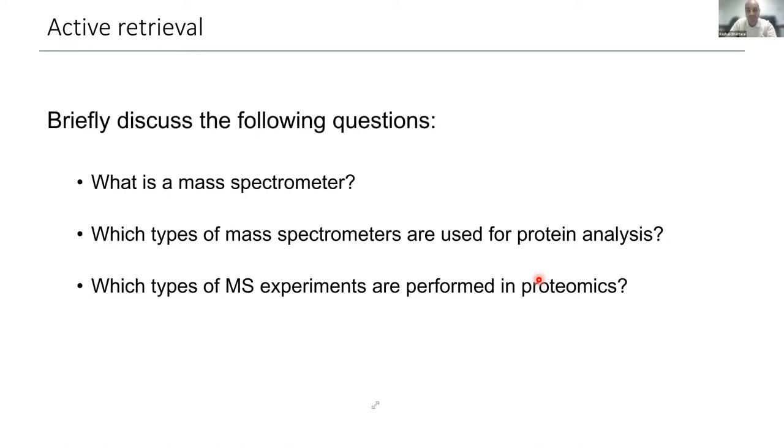Maybe in proteomics, first we hydrolyze and then measure in the mass spectrometer. Well, one thing is, yes, we measure the mass, and in particular the mass of the intact peptides or proteins. This would be one type of experiment looking at the intact ion. What is the other type?